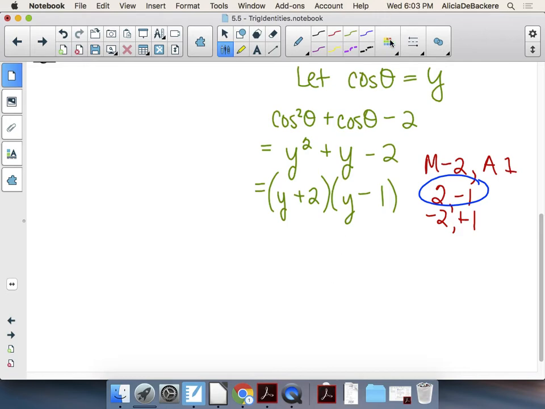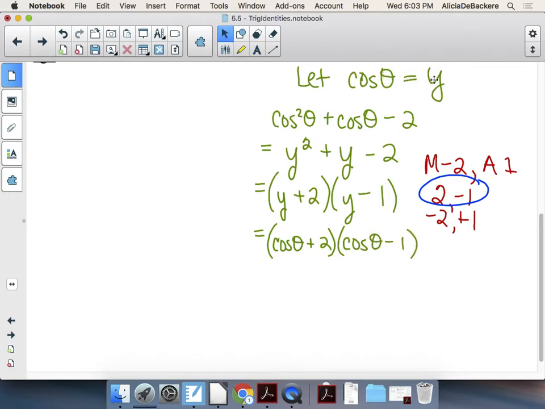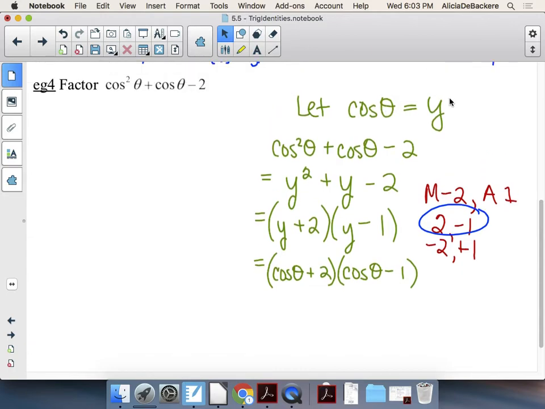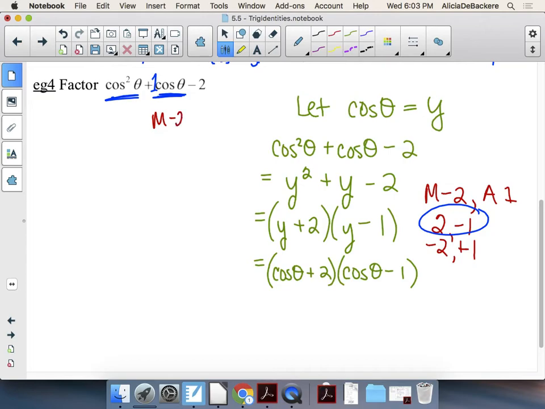Now at the end, though, I do need to change the y's back into cos thetas. So here, I'll change the y back into a cos theta and the y back into a cos theta. This is a bit slower because I took the time to change the cos thetas to y's. Once you get really good at your practice, you're going to be able to just see that because I have something squared and then the something over here, this is just a simple trinomial. There is a 1 here. I would do the exact same step of asking myself what multiplies to negative 2 at the end and what adds to the coefficient in front of the cos theta. Well, that coefficient is 1. So I would go through the same list and then I would figure out, oh, it's 2 and negative 1.